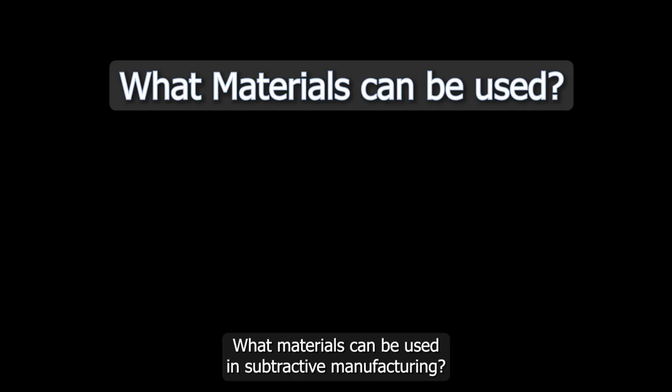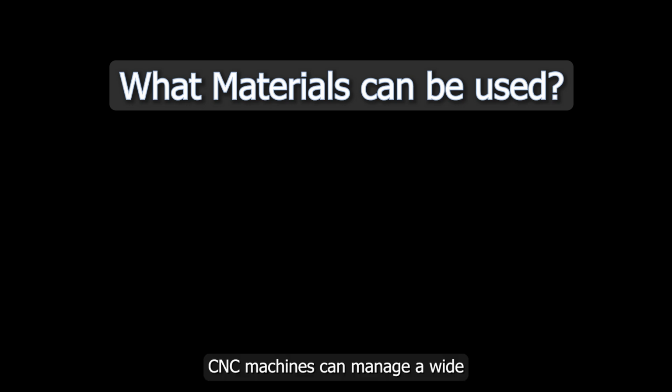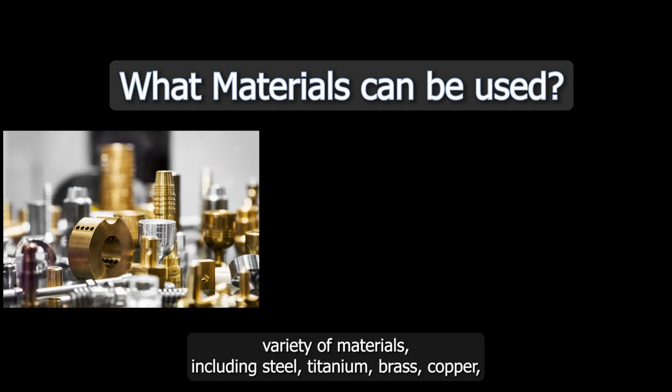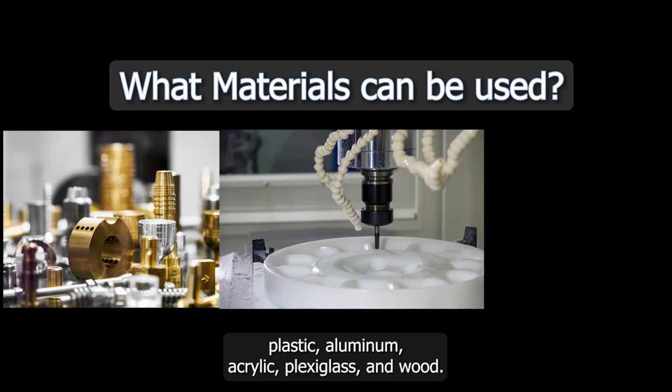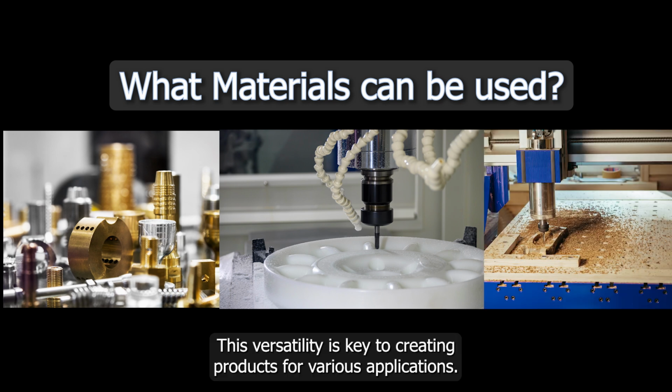What materials can be used in subtractive manufacturing? CNC machines can manage a wide variety of materials, including steel, titanium, brass, copper, plastic, aluminum, acrylic, plexiglass, and wood. This versatility is key to creating products for various applications.